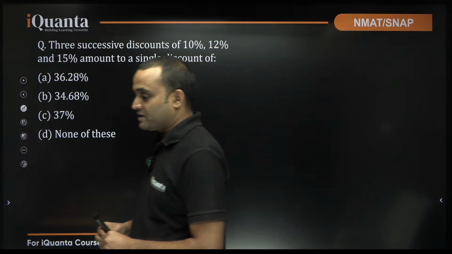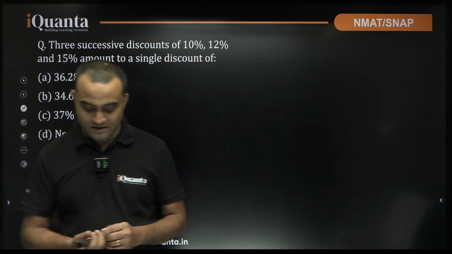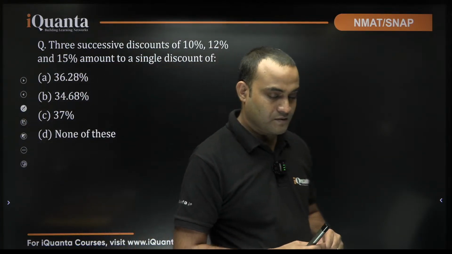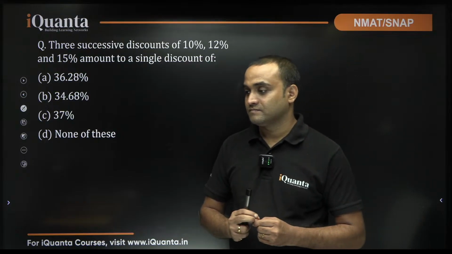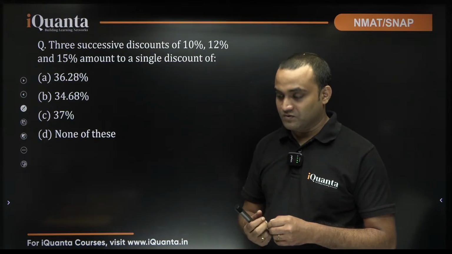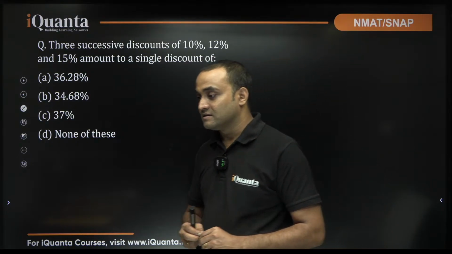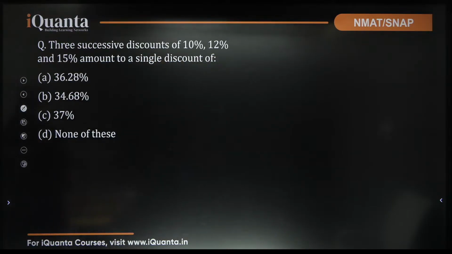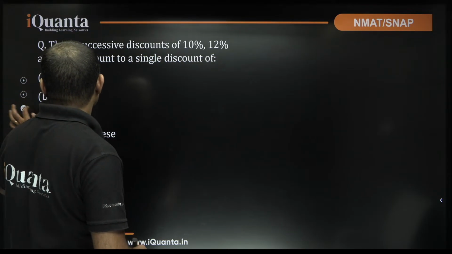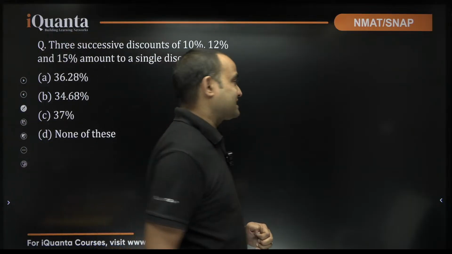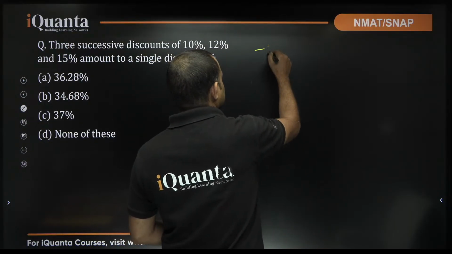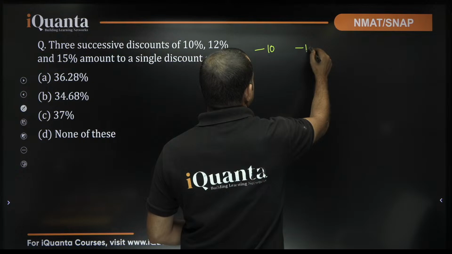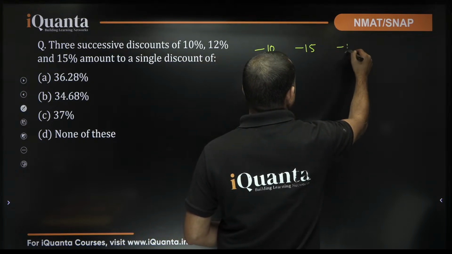None of these, Sumit. What's the exact value that you are getting? Everyone, what's the exact value that you are getting? 32.68%. Okay, good. 32.68%. We need to take three successive discount, minus 10%, minus 15% and minus 12%.